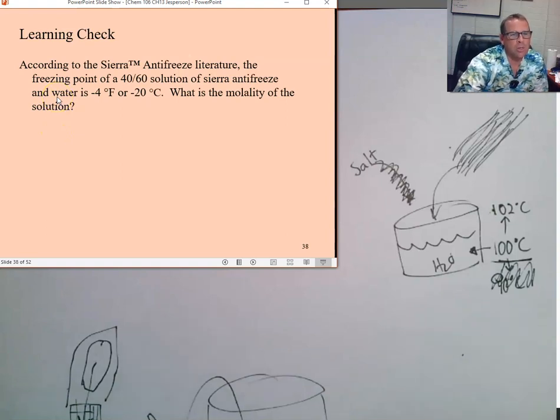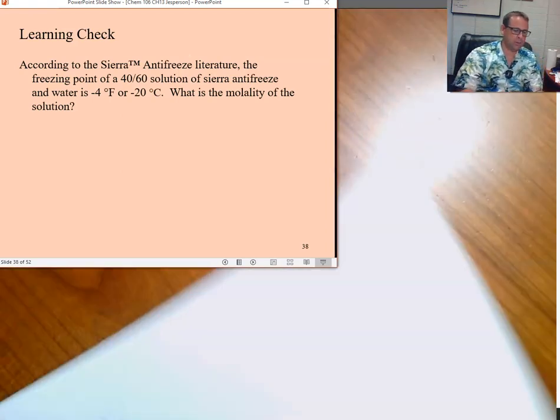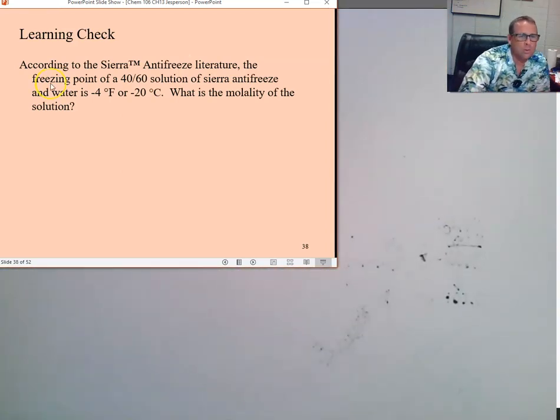So let's see how we do. According to this antifreeze, the freezing point of a 40/60 solution of Sierra antifreeze and water is 4 degrees Fahrenheit, or minus 20 degrees Celsius. So what's the molality of the solution? What's the molality of the solution? Well, 40/60, what does this 40/60 mean, Aisha? Oh, Camille, sorry, go ahead, Aisha, you can get this one. I see Camille's available too, though. Aisha, what's the 40/60 meaning?